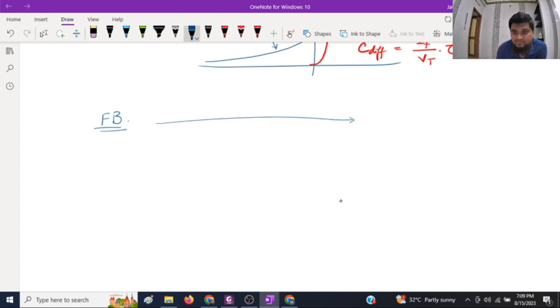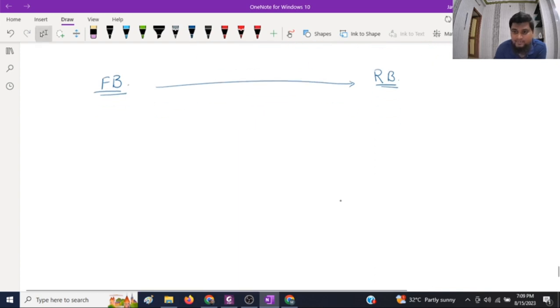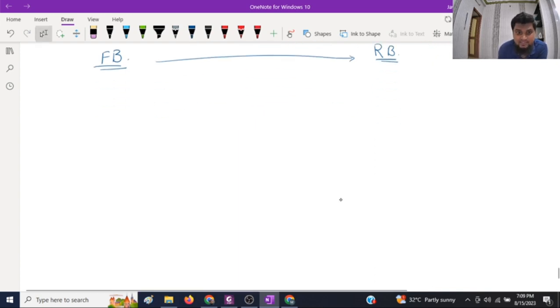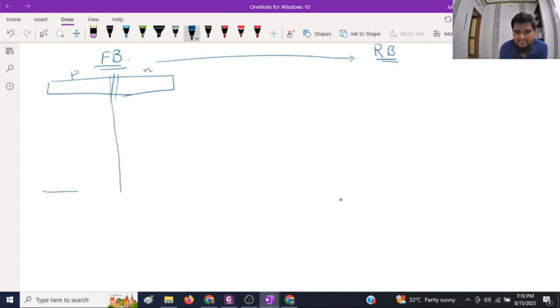Now I am coming to the point that if your diode is forward biased, then it has to transit from forward bias to reverse bias. How much time will be required and what are the different charges which need to be transferred from one side to the other? Let's assume there is a PN junction. Here you have P type, here you have N type, and of course in case of forward bias the junction will be quite thin. Let's assume this is the junction area.